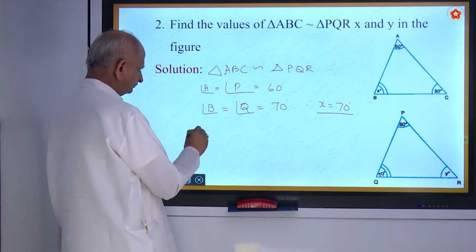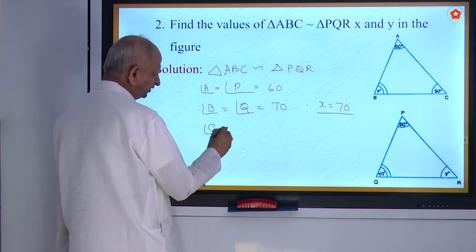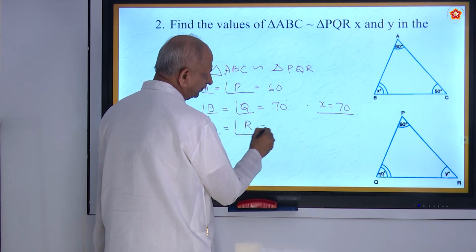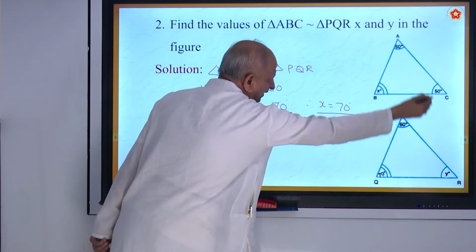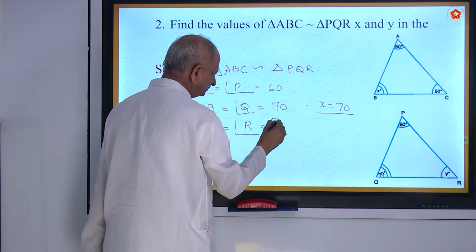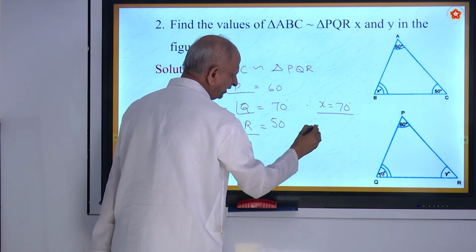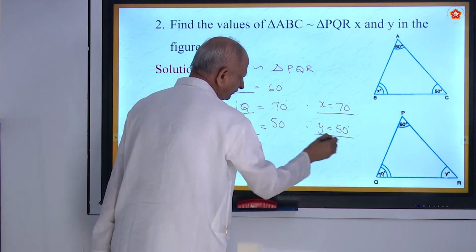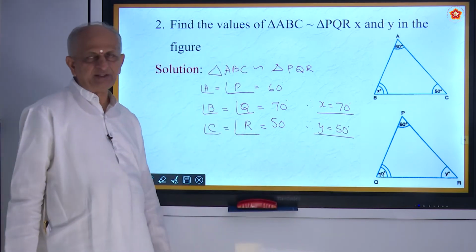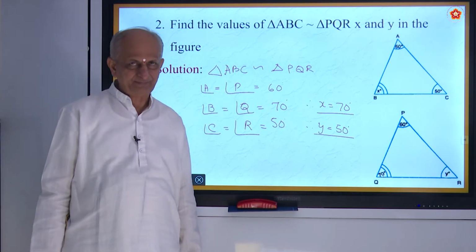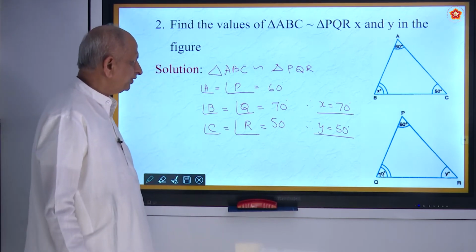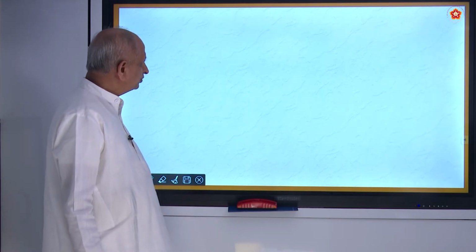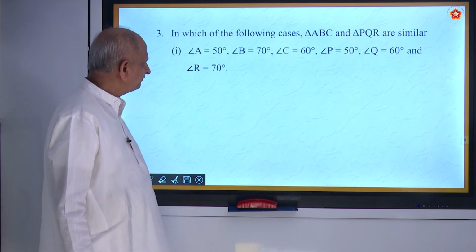Coming to the third angle, that is C is equal to R. They are corresponding angles, na? That is 50 degrees. So therefore, you can write Y is equal to 50 degrees. That is in confirmation with the angle-angle-angle similarity. Okay, noted? So nice. Now coming to the third problem.